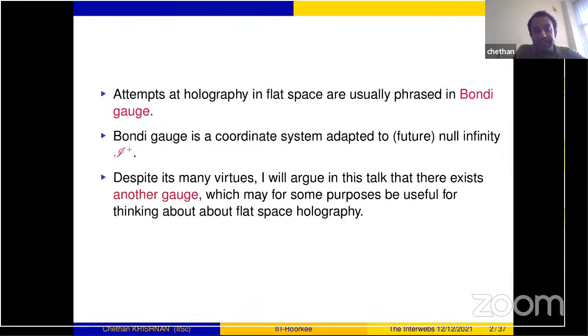So the basic setting is that, generally speaking, attempts at flat space holography are usually phrased in Bondi gauge. And I'll show you what Bondi gauge is. Very roughly, for the moment, the only thing we need to know is that it is a coordinate system adapted to the future null infinity of flat space. Despite its many virtues, I will argue in this talk that there exists another gauge which may be, for some purposes, more useful, or at least useful for getting some more hints about what flat space holography is or should be. I'm not necessarily claiming that this is the final gauge, but hopefully it will be useful for extracting more information than what is accessible in Bondi gauge.